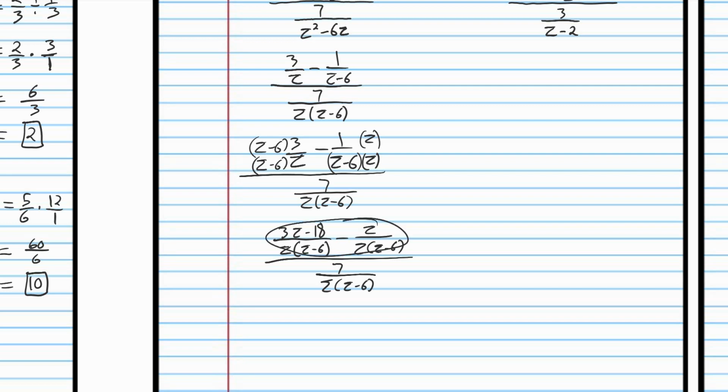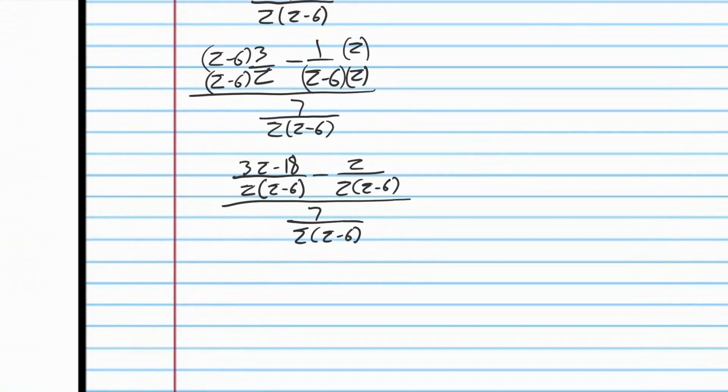And now we have a common denominator, so we can go ahead and combine those. And we're subtracting. This is a positive z, but it becomes negative because we're subtracting this fraction. So it's not going to be 3z plus z, it's going to be 3z minus z, which would be 2z, and then you just rewrite the negative 18. This negative is not going to change this negative 18 because you're not subtracting this fraction. You're subtracting this fraction. And that's over z times z minus 6.